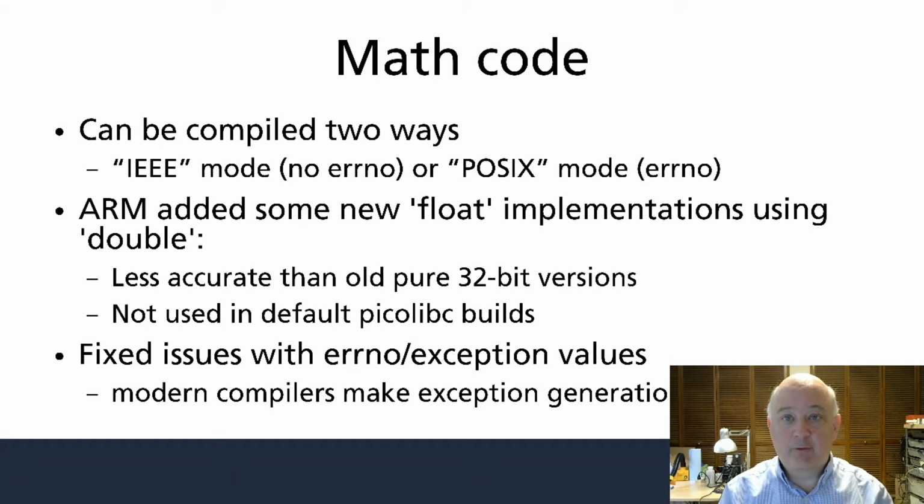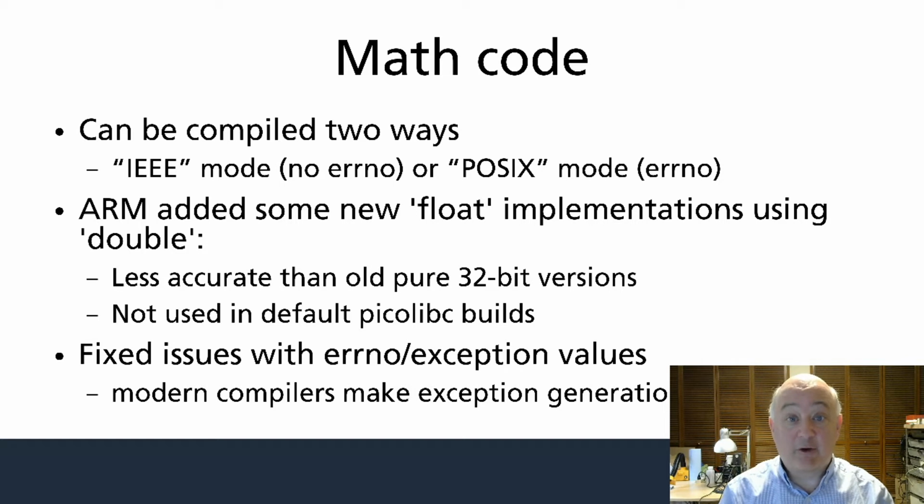One of the most useful bits of newlib is the math library. That includes implementations of the standard math functions as specified in IEEE 754, ISO C, and POSIX. Lots of this code came from Sun back from the early 1990s. A couple of years ago, ARM provided some new float code using double precision intermediates to reduce the number of instructions necessary for these operations.